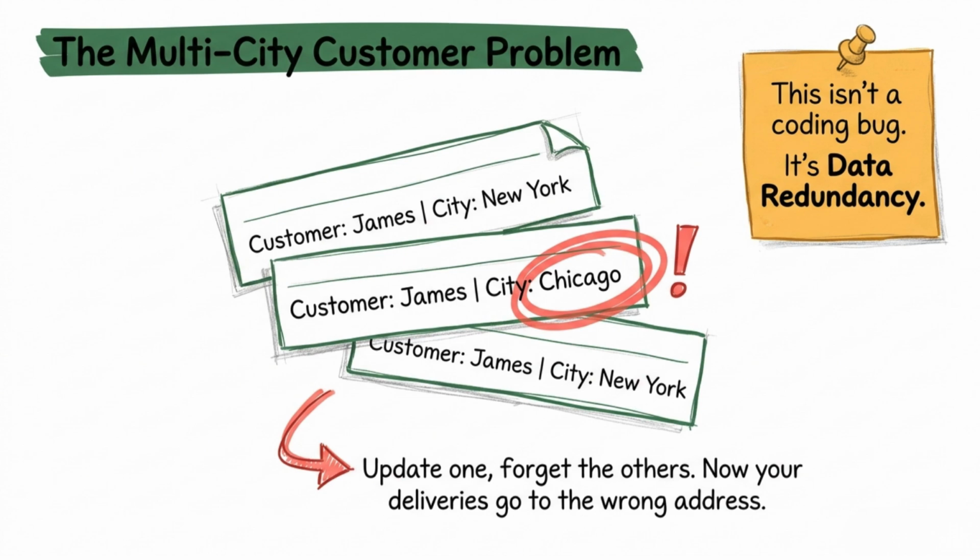The multi-city customer problem. Here's the problem normalization solves. The same customer, James, appears 3 times with 3 different cities. Someone updates one row and forgets the others. Now your deliveries go to the wrong address. This isn't a coding bug, it's data redundancy.